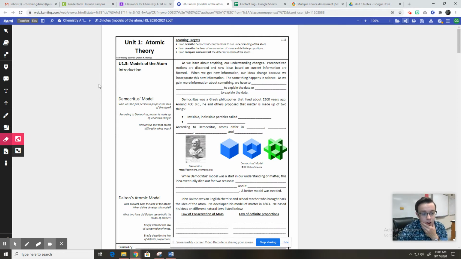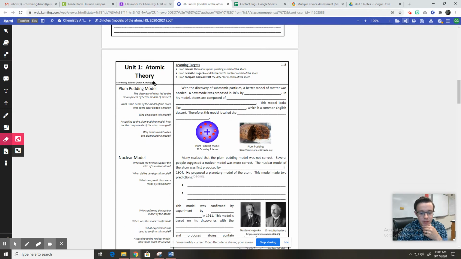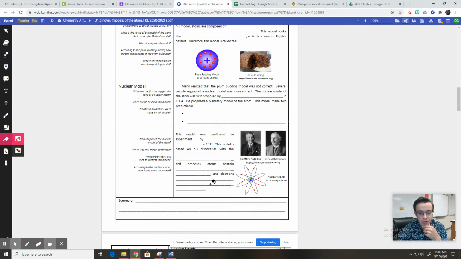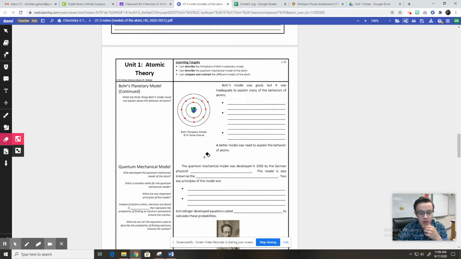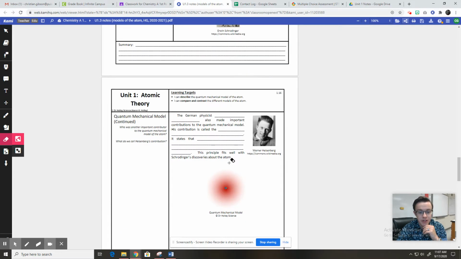Okay, so hopefully at this point you have filled this out. There's quite a bit to fill out here, so I'm giving you 2 days to do it. John Dalton had 5 parts of the principles of his theory. So yeah, quite a bit to fill out there. And then walking us all the way up through our current understanding of the atom, which is the quantum mechanical model, which was formulated by Erwin Schrödinger. And there's his very happy looking picture right there.